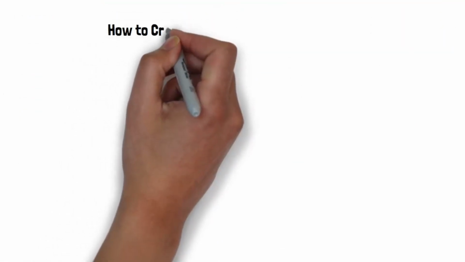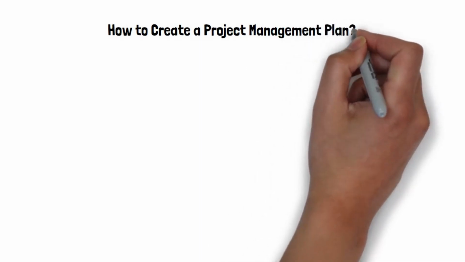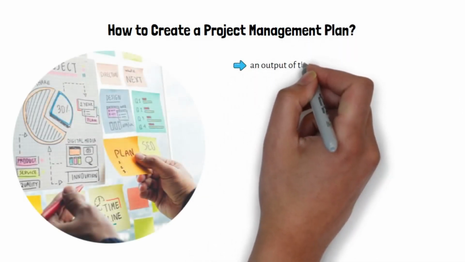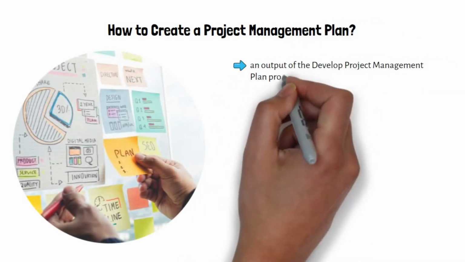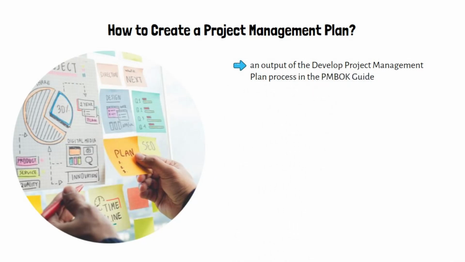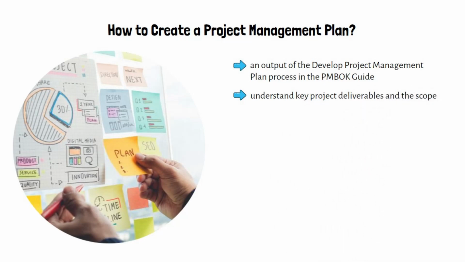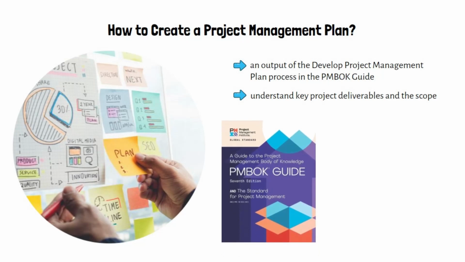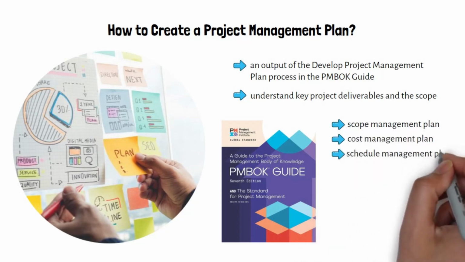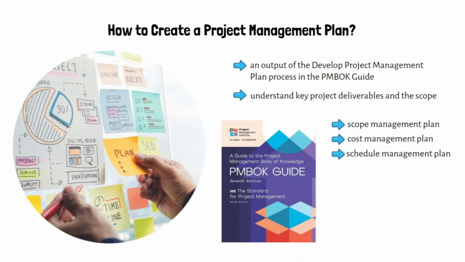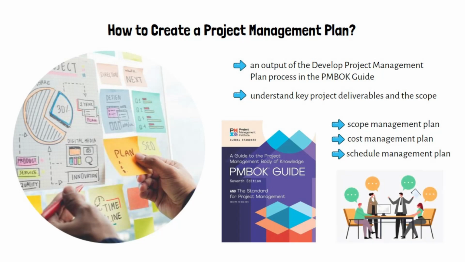How to create a project management plan. A project management plan is described as an output of the develop project management plan process in the PMBOK guide. Before starting to create it, it is important to understand key project deliverables and the scope. Complementary documents of this plan are created in several processes defined in the PMBOK guide. For example, Scope Management Plan, Cost Management Plan, and Schedule Management Plan are prepared in the develop process. The Communication Management Plan is created in the Plan Communications process.